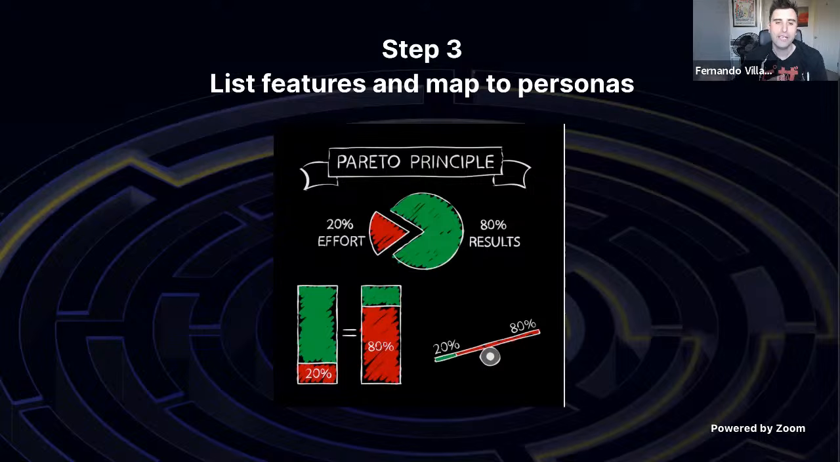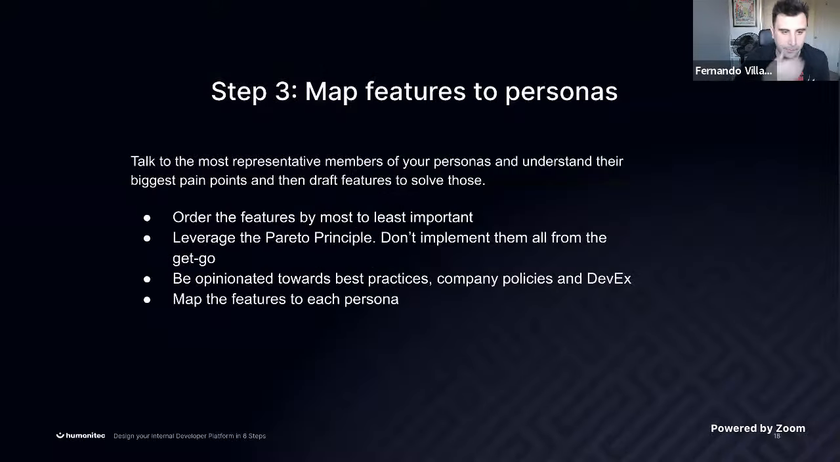Right. So now that you have your personas, you can list features and map them to personas. To know what those features are, you may want to talk to your teams, your developers, see what they need, list all of them, and then use the Pareto principle. Don't just implement every single feature. Implement the ones that are most useful first, because those are probably going to be used the most, like 80% of the time. You can order the features by most to least important and implement them slowly.